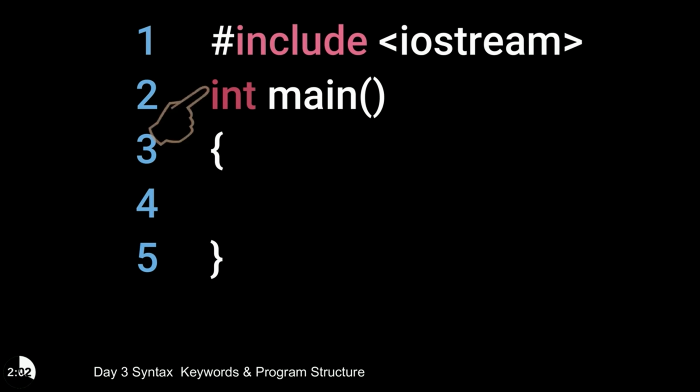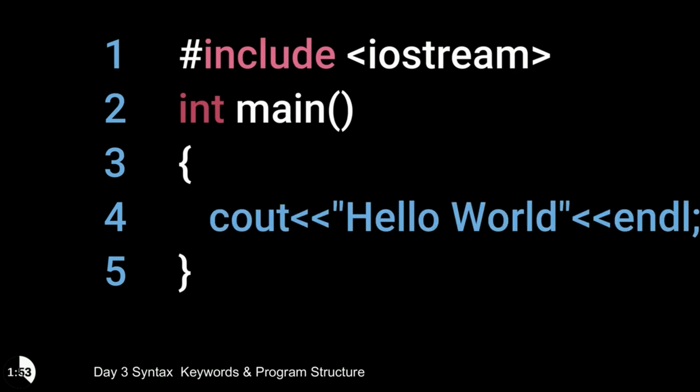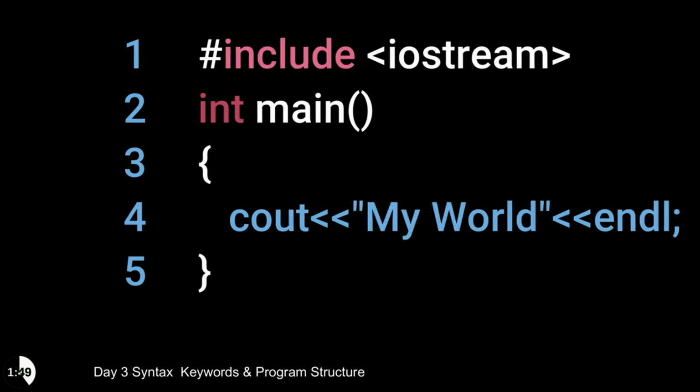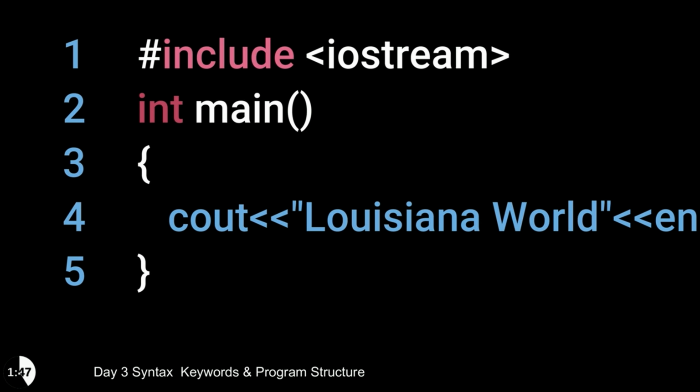Next, we move into our main function. This is the main entry point into our program. The function body starts with an opening curly brace and ends with a closing curly brace. With the power of the IOStream library, we could now print Hello World to the screen. And if you don't like Hello World, you could always change it to say whatever you want it to say.